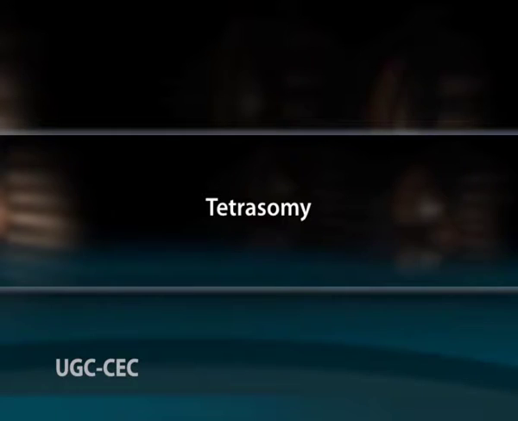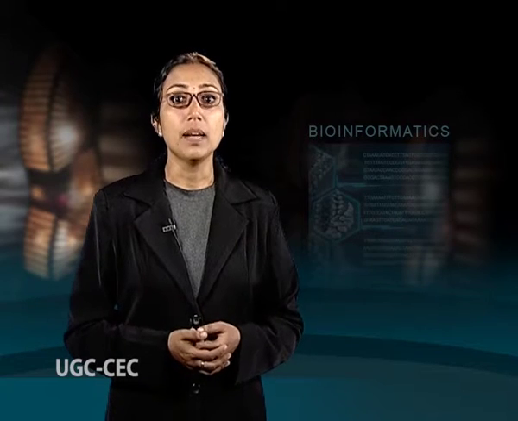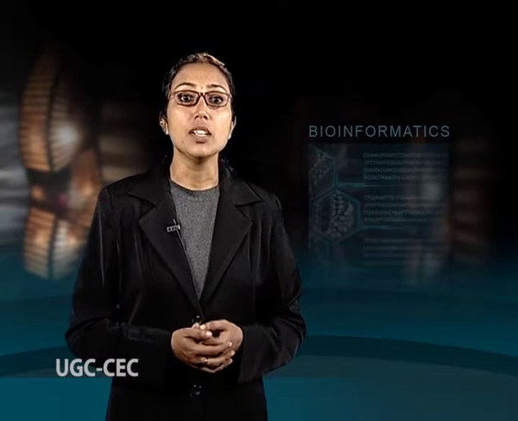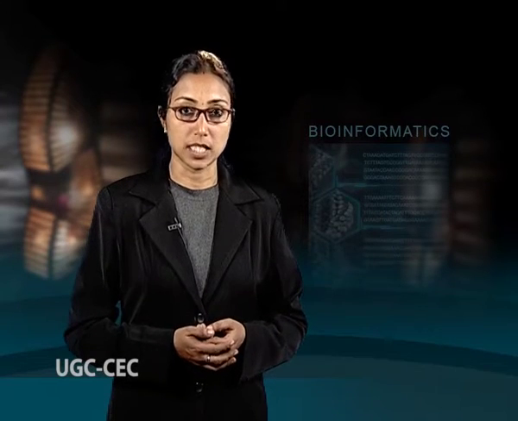Fourth one, tetrasomy. It is the gain of 2 homologous chromosomes, represented as 2n+2. A tetrasomic person has 48 chromosomes. The tetrasomy is not the gain of any 2 extra chromosomes, but rather the gain of 2 homologous chromosomes. So, there will be 4 homologous copies of a particular chromosome. It can occur if non-disjunction occurs in meiosis in both parents, producing gametes with 2 copies of that chromosome and one copy of all other chromosomes in the set.